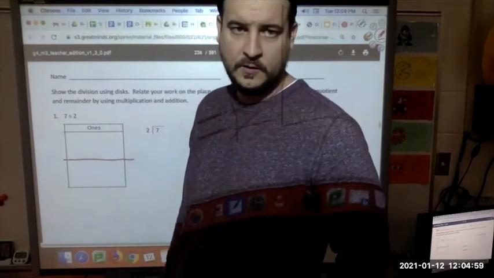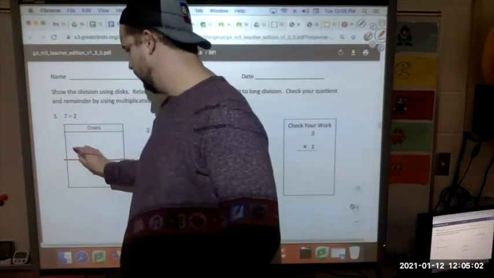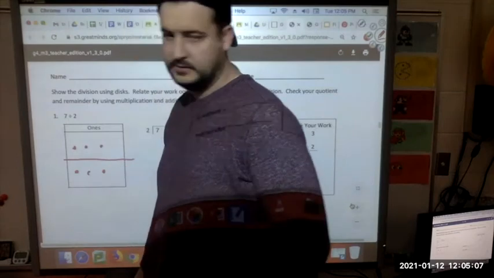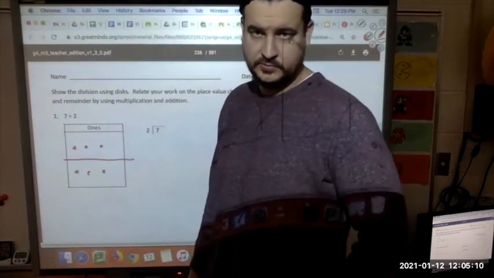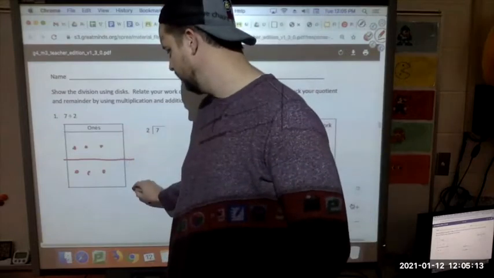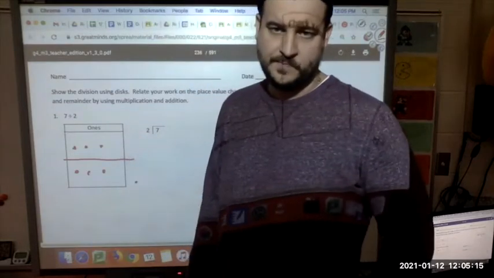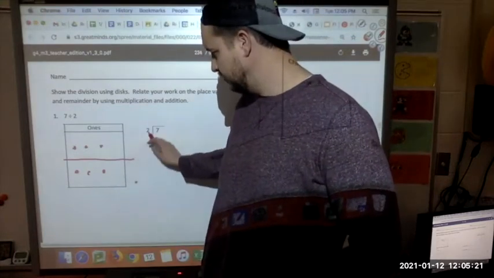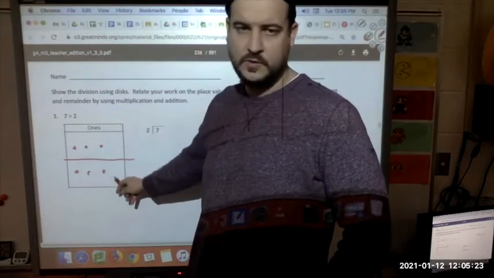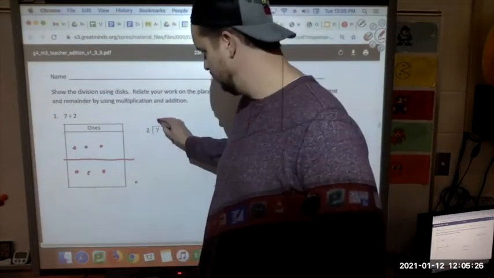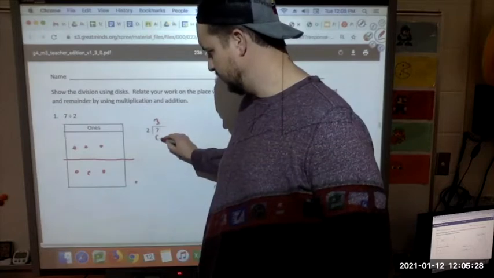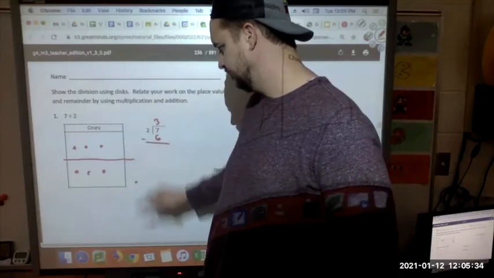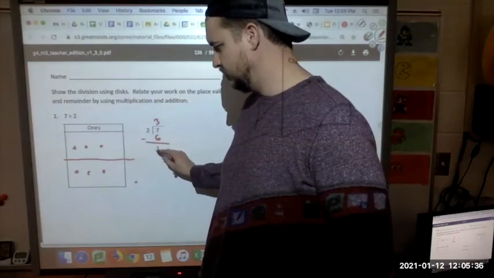Okay. I can share 1, 2, 3, 4, 5, 6. 6 even groups. There's going to be 1 left over. So that means when I divide 2 times 1 group, I have 3 in 1 group. 2 times 3 equals 6. And then I subtract. 7 minus 6 equals 1.